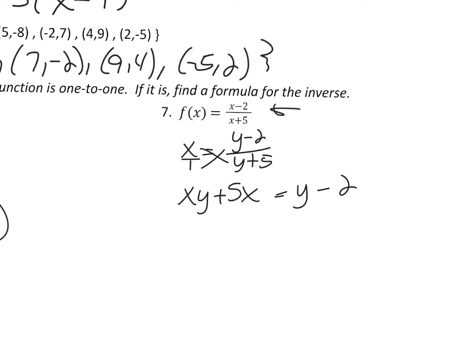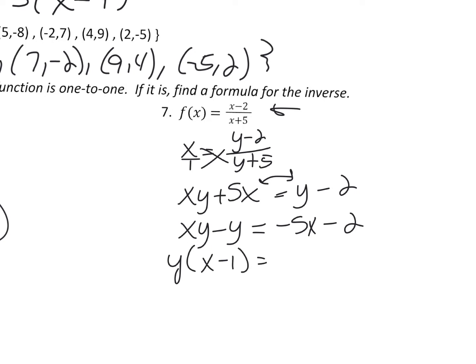Now, to get the y by itself, you got to do 2 things. First thing is you got to get the y's on the same side. So I'm going to switch places with that 5x and the y. Just make sure you change signs when you do this. Just like that. And then to get the y out, because there's 2 y's, you got to factor it out. Okay, so I'm going to take out the y. That leaves x minus 1. Over here I have negative 5x minus 2.